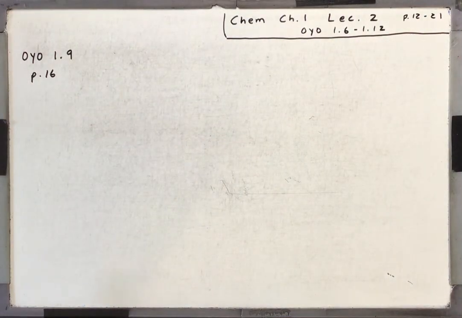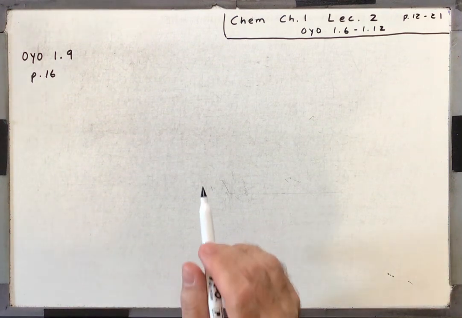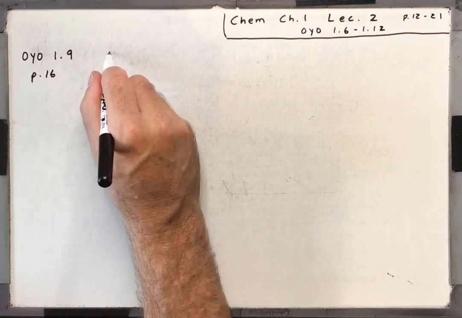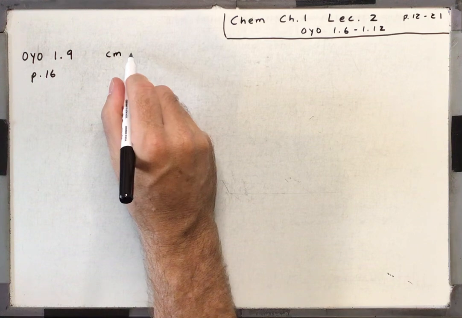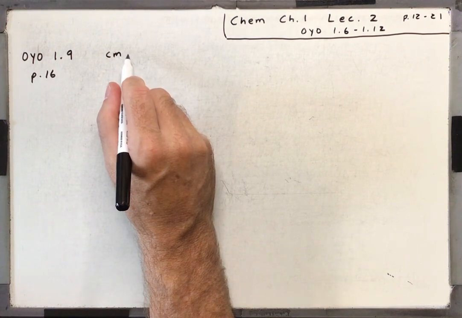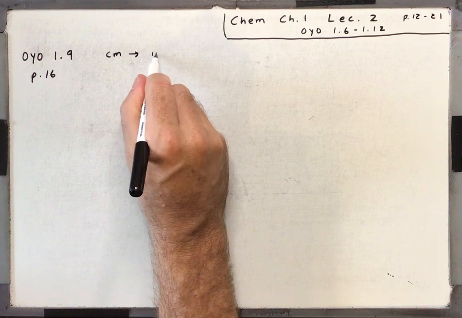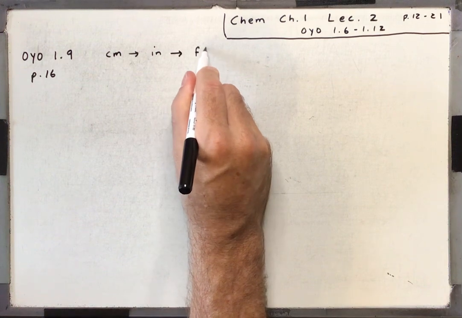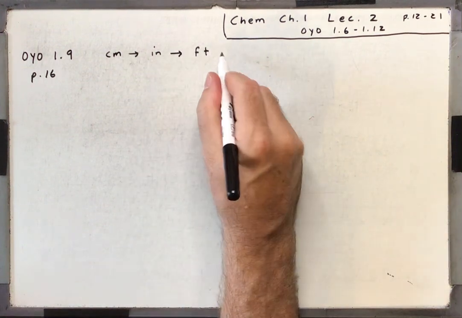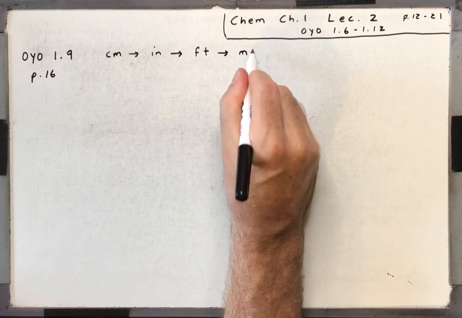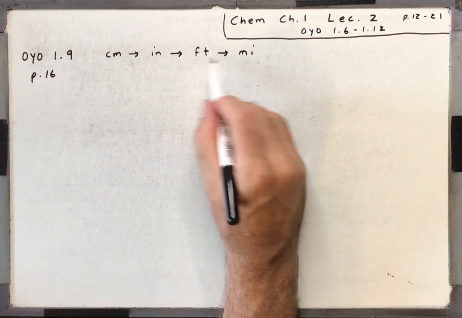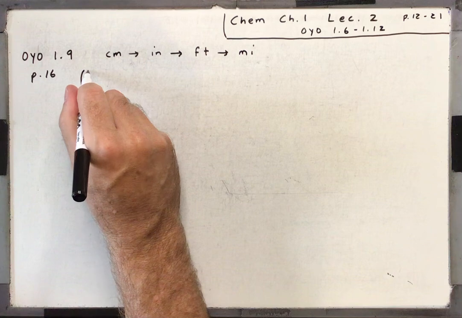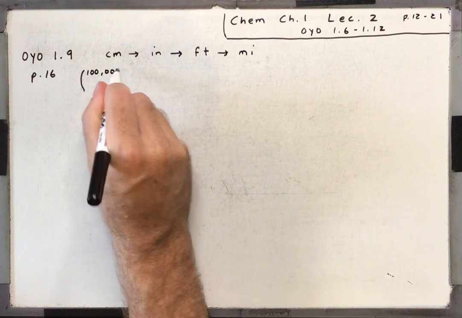Okay, so we're going to be converting from metric to English because miles are an English unit. All right. So we're going to be going from centimeters. And then from centimeters, we could go to inches because in our notes we have a centimeter to inch conversion. Then we can go to feet because you know that there are 12 inches in a foot. And at that point we could go to miles because there's 5,280 feet in a mile. All right, so this is a 4-stepper. We're going to have 4 sets of parentheses. So 100,000 centimeters.